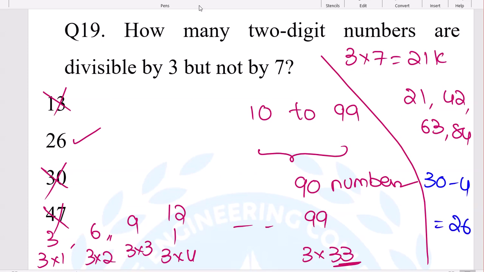But easily we can guess and eliminate. It should be less than 30 for sure. Divisible by 3 itself gives 30, so we need something close to that but less than 30, which should be 26. There are no other options close enough, so we can go with that. 30 numbers are divisible by 3, but among them 4 are divisible by 3 and 7. They say divisible by 3 but not by 7, so those should be removed. Then it will be 26. It's a basic question from the numbers system concept.